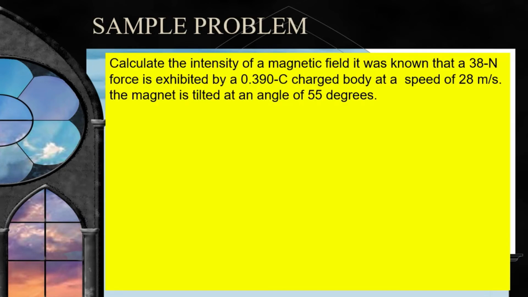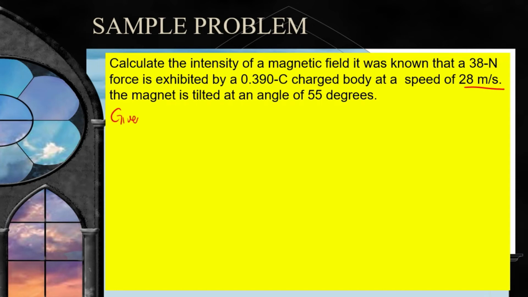Let's try to use the formula that we have in a sample problem. So I have here: calculate the intensity of a magnetic field. It was known that a 38 Newton force is exhibited by a 0.390 coulomb charged body at a speed of 28 meters per second. The magnetic field is tilted at a 55 degree angle. So una, identify natin yung given.